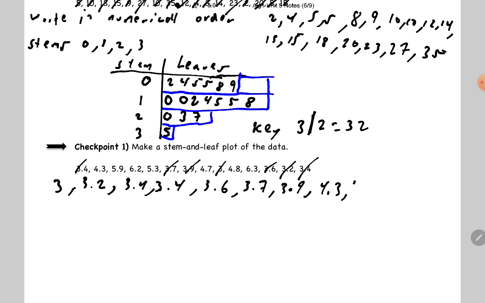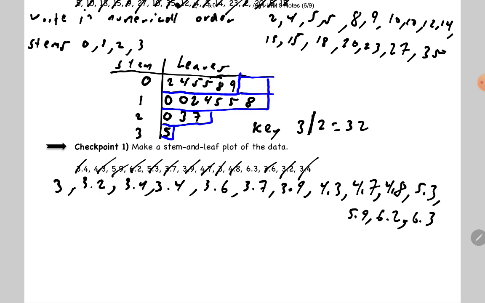4.3, 4.7, 4.8, 5.3, 5.9, 6.2, and 6.3. Wait, did I get them all? Yes. Okay, they're in order. Now we can make our stem and leaves.